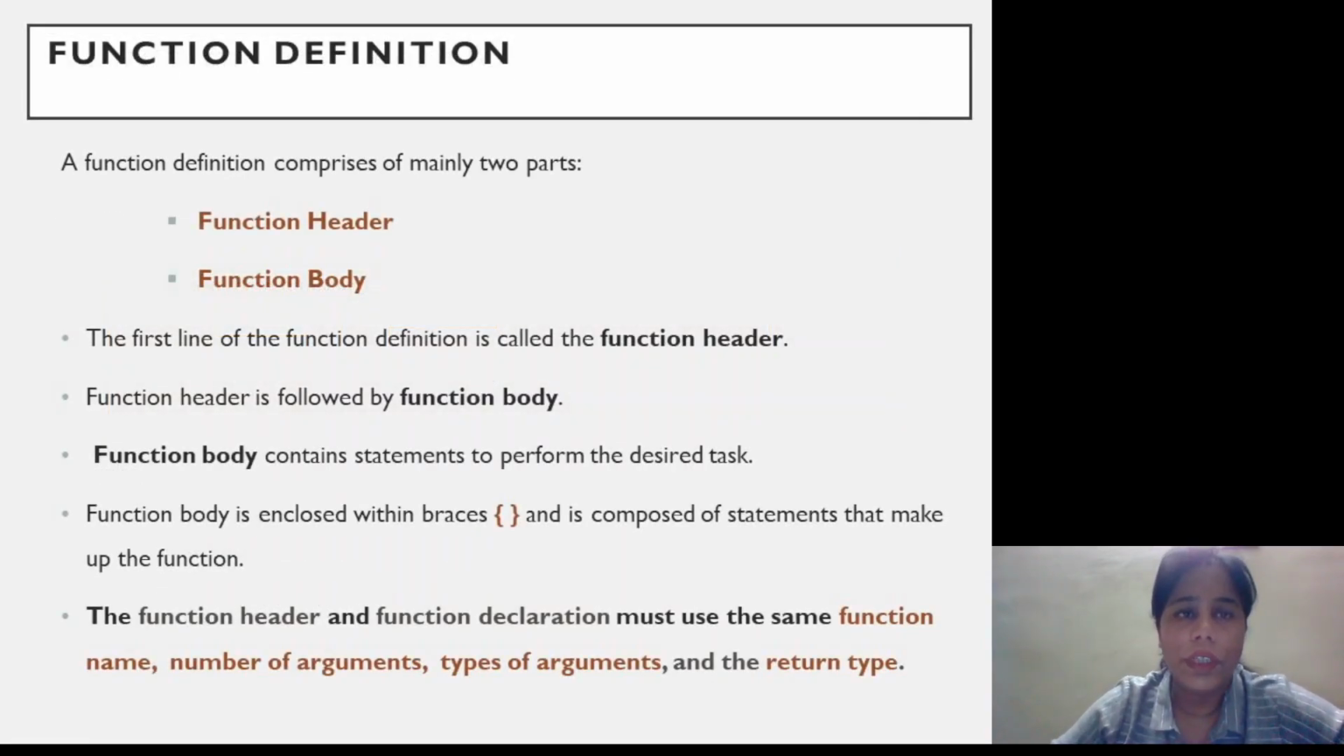Now I am coming to function definition. A function definition comprises mainly two parts: function header and function body. The first line of the function definition is called the function header. The function header is followed by the function body.